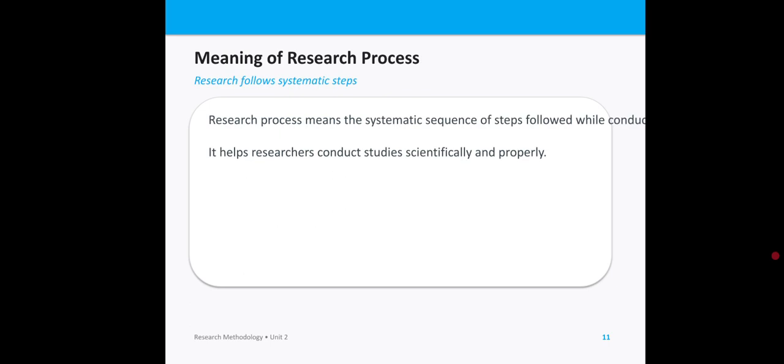Now let us understand the meaning of research process. Students, now let us move to our third topic, that is research process. Research process means the systematic sequence of steps followed while conducting the research. Research cannot be done randomly. Researchers follow the proper steps in a sequence, and the research process helps the researchers to stay organized, avoid confusion, save time and get accurate results.